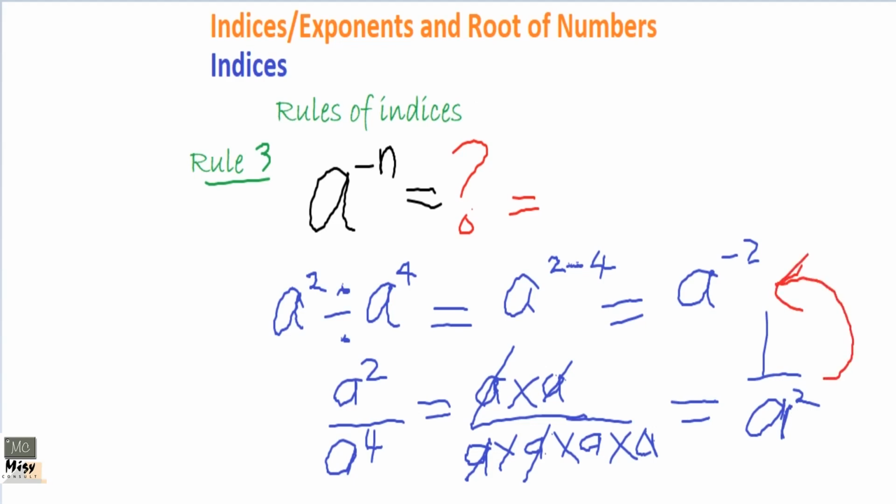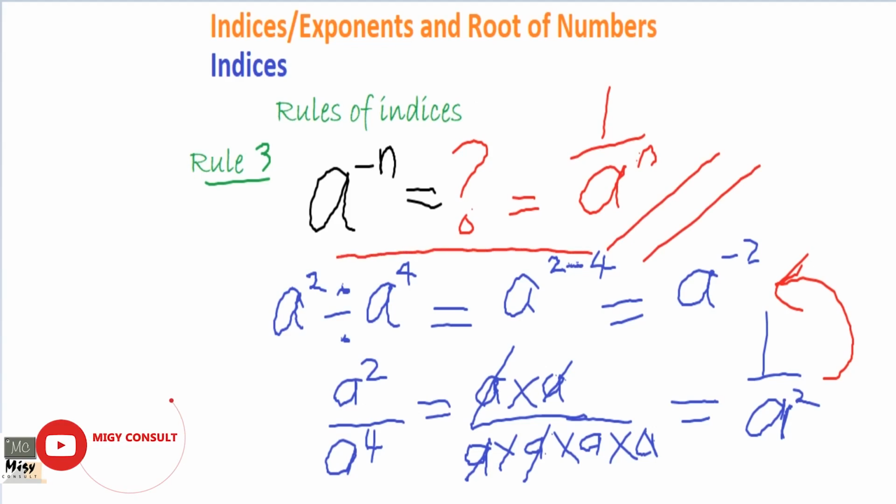And that is a raised to the power negative 2, because it is the same thing in different ways. So a raised to the power negative n is the same as 1 over a raised to the power n. This is what the rule says. So it is easy, and don't worry, it's a video so you can watch it over and over, pause it, go back, go forward.